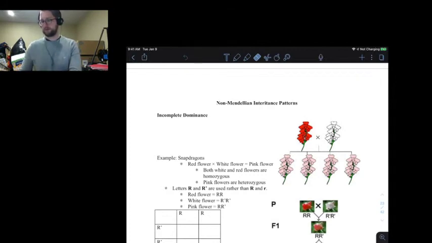so just want to get this going. So in incomplete dominance, phenotypes, as soon as I move the box, it doesn't want.